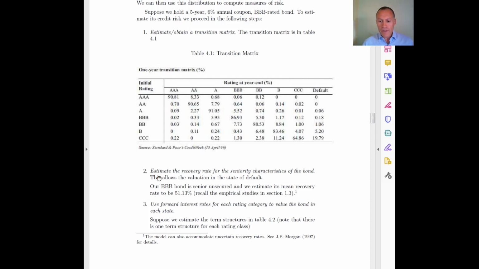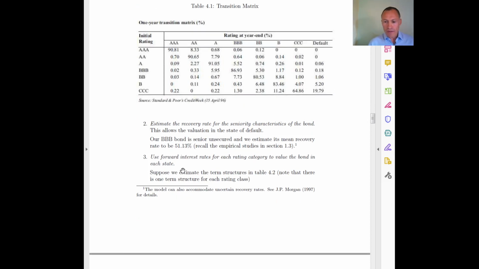The second step is to estimate the recovery rate for this bond. We discussed the recovery rate in previous chapters. Let's just say that we estimate for this bond the recovery rate to be 51.13%. This is relevant for the case that the bond jumps from BBB to default, the event here with probability 0.18%. What we are saying is that if that happens, the bond will be worth just 51.13%.